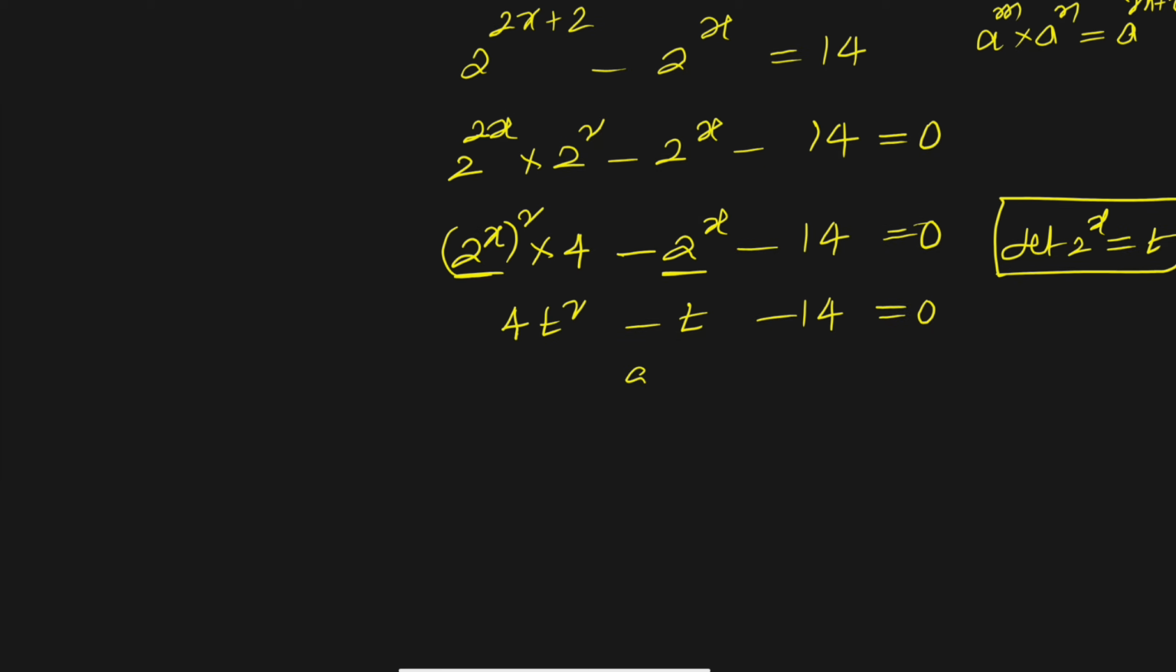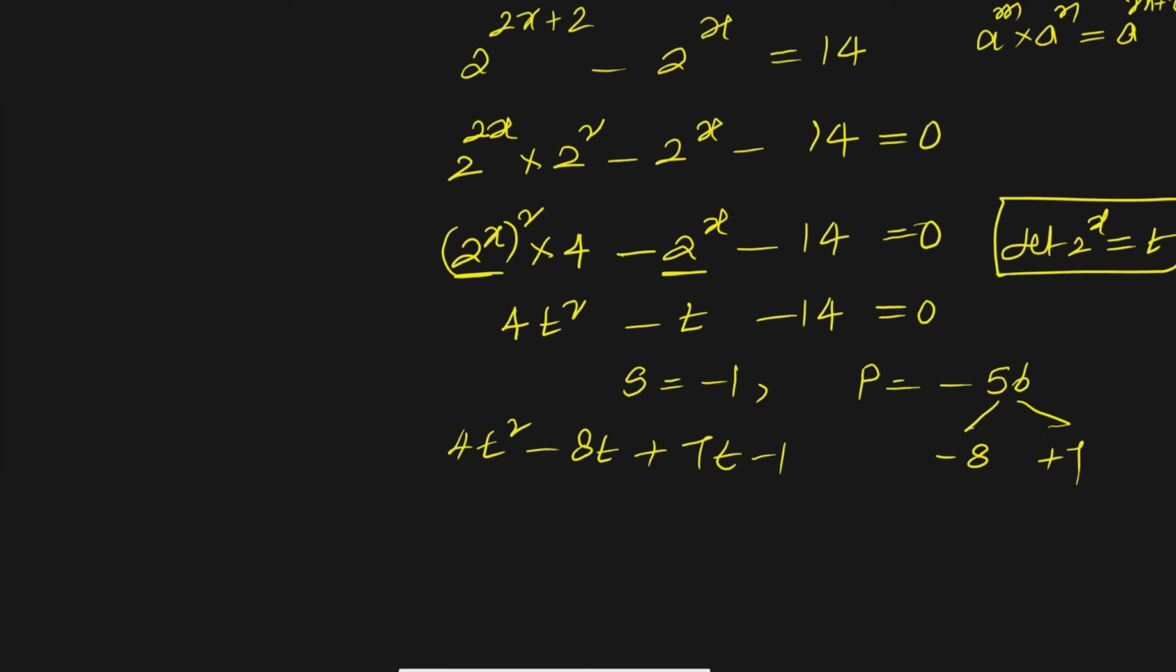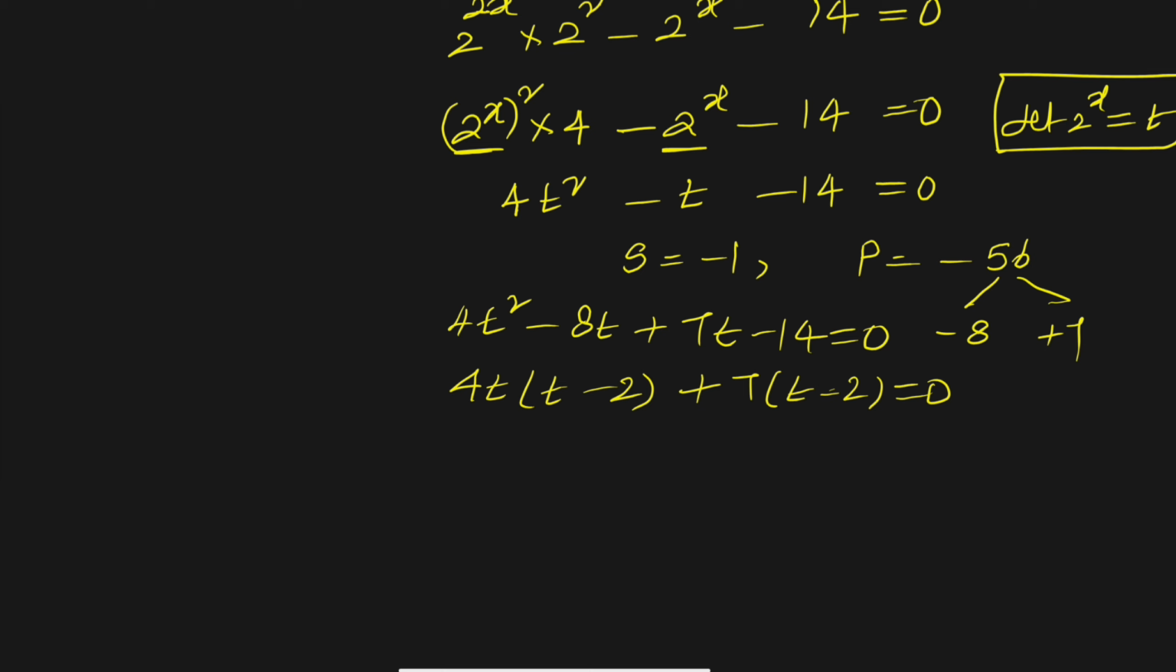Now we can solve this. Factorize: sum equals minus 1, product equals minus 56. We can write it as minus 8 plus 7. It will become 4t square minus 8t plus 7t minus 14 equals 0. We can take 4t common: 4t into (t minus 2) plus 7 into (t minus 2) equals 0. So we get two options. One, 4t plus 7 equals 0. The other one is t minus 2 equals 0.